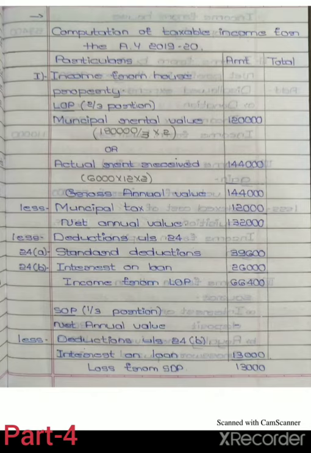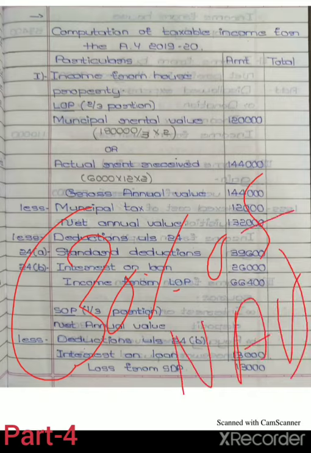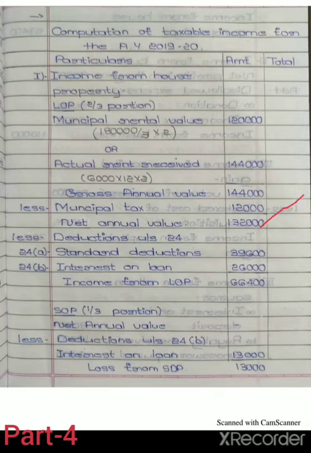received. For one unit, 6,000 rupees rent is received, into 2 units, into 12 months. The total amount of actual rent received is 1,44,000. Gross annual value, whichever is higher, 1,44,000. Municipal tax 12,000. Net annual value 1,32,000. Less deduction under section 24. The first deduction is 24A standard deduction. Standard deduction is always 30% of net annual value. So 30% of 1,32,000 is nothing but 39,600.